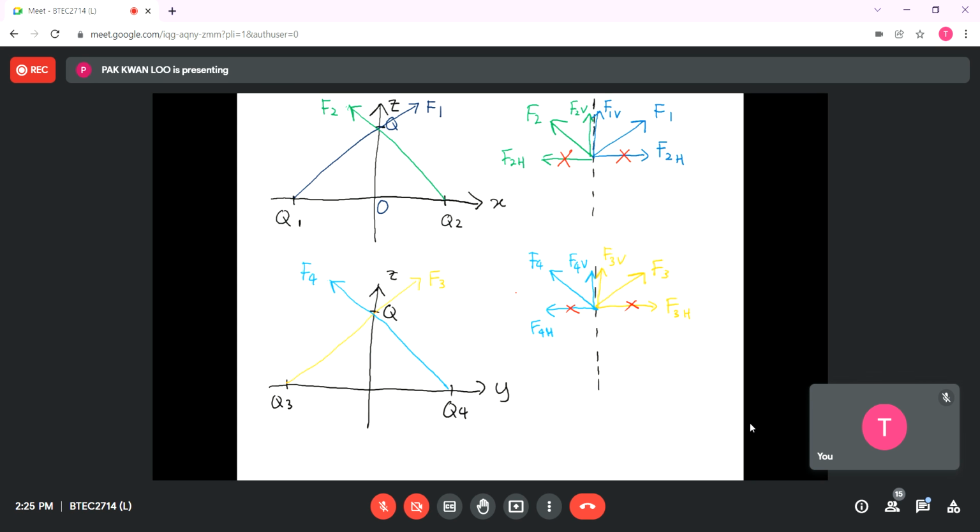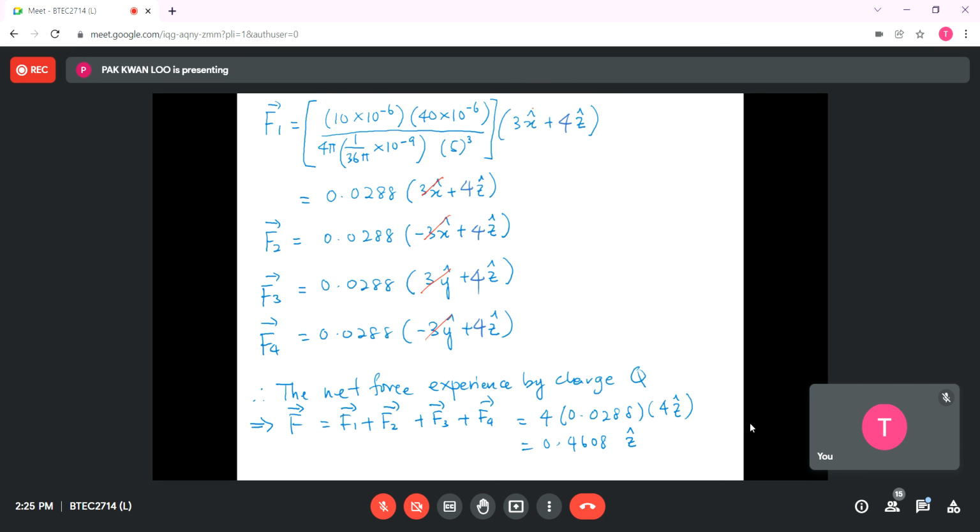The reason why I'm telling you this is that in our subsequent discussion of the electric field, it is important to note the symmetrical distribution of charge. That will reduce our work a lot more. If I notice the symmetrical distribution of the charges, I do not have to compute this basically.